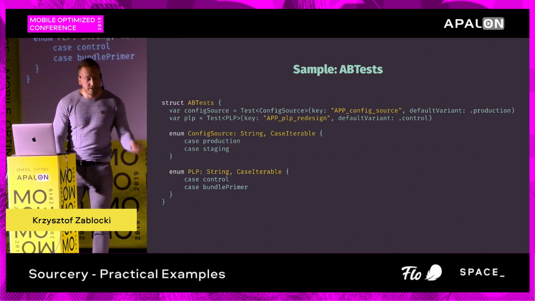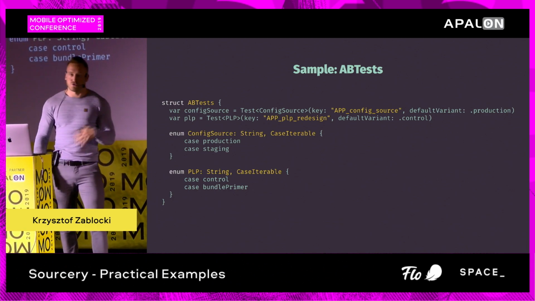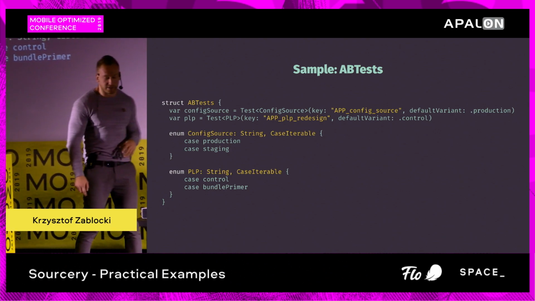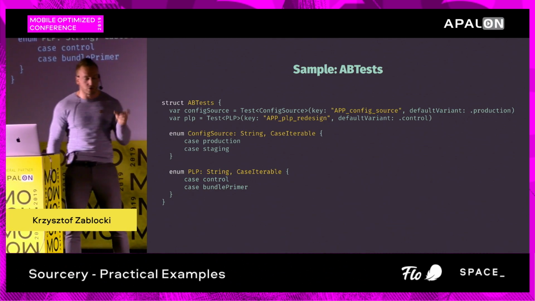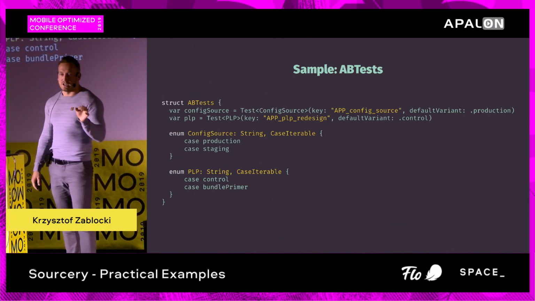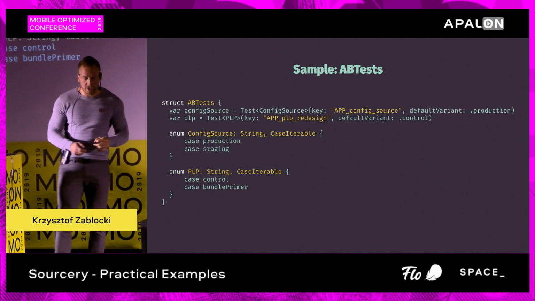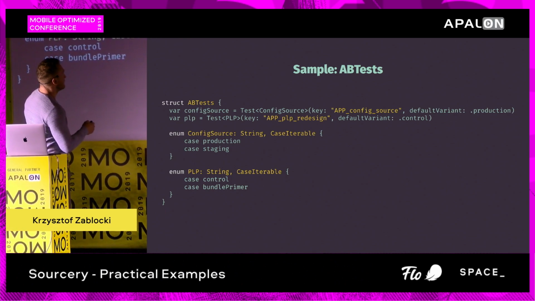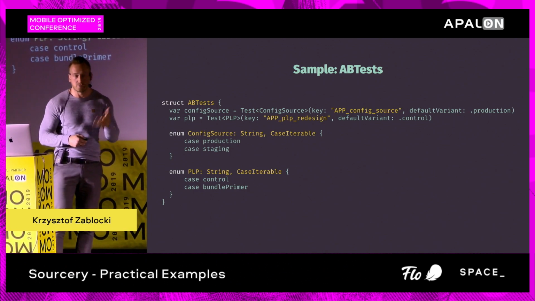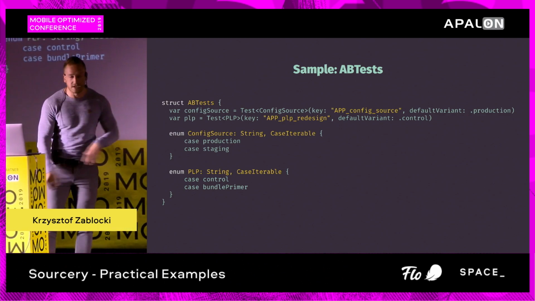But it's pretty simple. And the other case we have is A/B tests. In the past, we would have a lot of strings to write A/B tests, and I really disliked it. So I built a simple generic, which is called test. And that is generalized over the enumeration of possible variants in your tests. So for example, here, I have a config source for the application. So I have a test that is config source. It has a unique key, and it has a default variant. So if I don't get data from the server, it's going to fall back to production. And this is how the config source is defined. You just have two cases, production and staging.